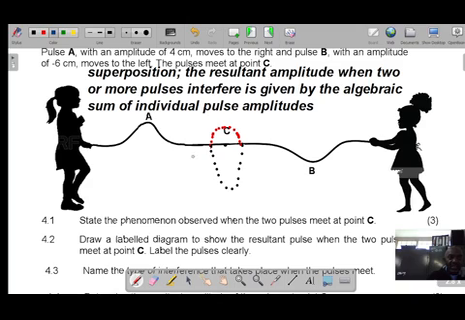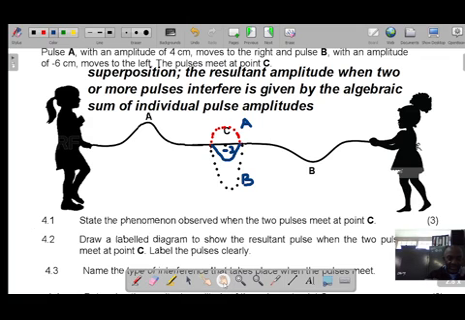So I'm going to have my resultant at point C like this. This will be the resultant amplitude. Don't forget this is pulse A, this was for pulse B, and this is my resultant. Now what is its amplitude? It's going to be negative 2, because we said that negative 6 plus 4 gives us negative 2 centimeters. That's our diagram. Let us proceed, guys.